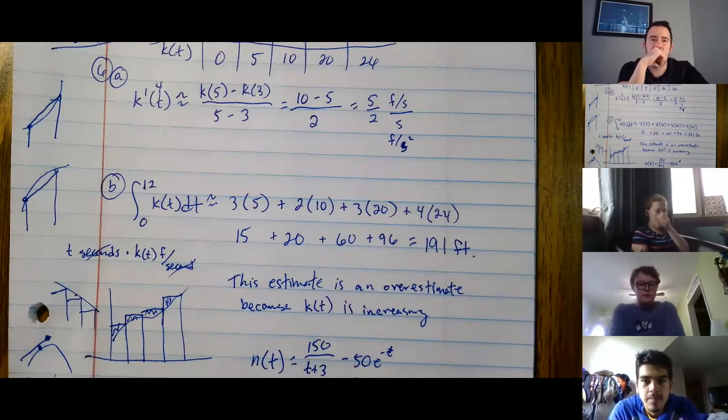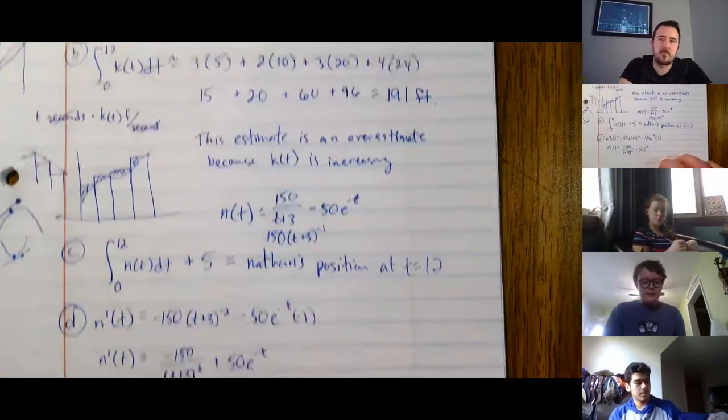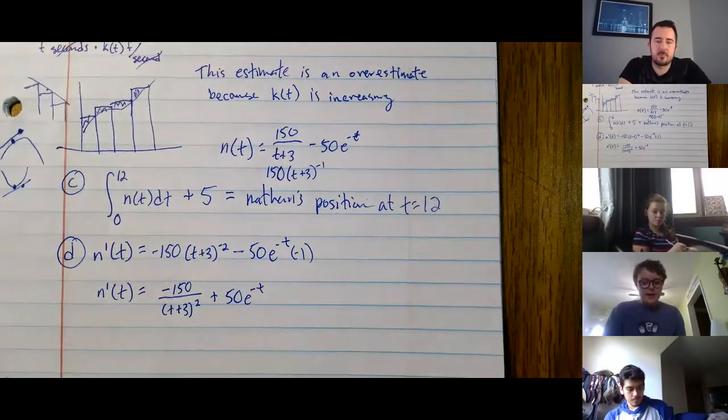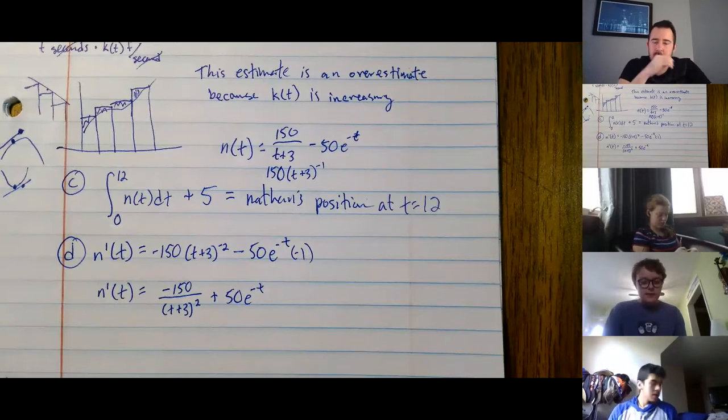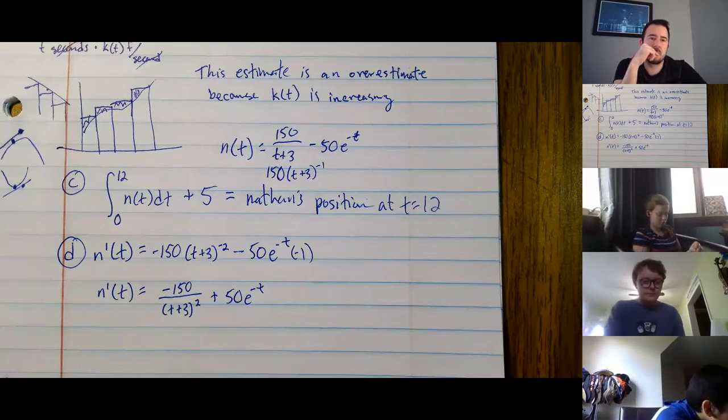Okay. Question about the next one. Of course. Part C. In the answer, it just said 5 plus the absolute integral from 0 to 12 of n of t. Could you still get the points if you actually wrote what it said was n of t? Oh, yeah, of course. If you gave that function, 150 over t plus 3 minus 50 e to the negative t, instead of n of t, that would be totally fine. Okay. And just to make sure, you have to put the 5 outside, otherwise it's different. Yep. That's what I thought.